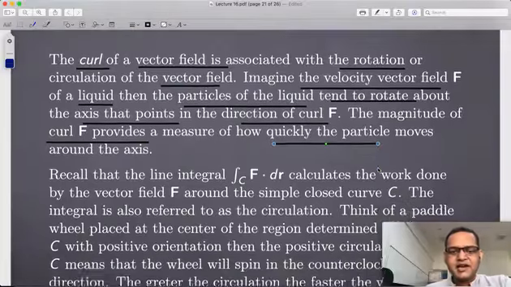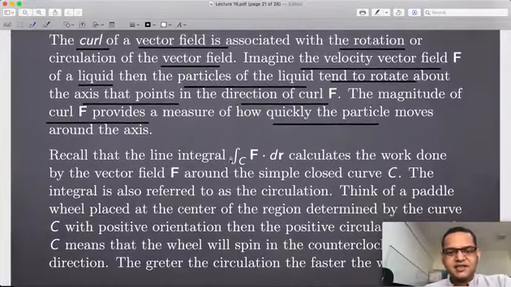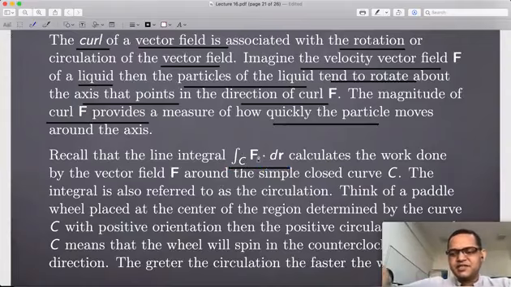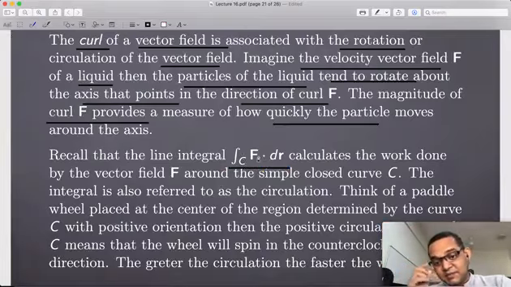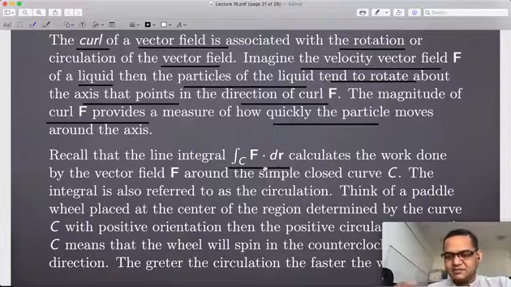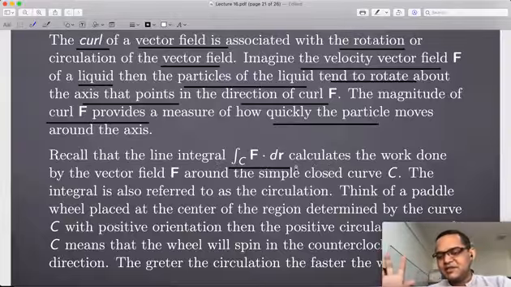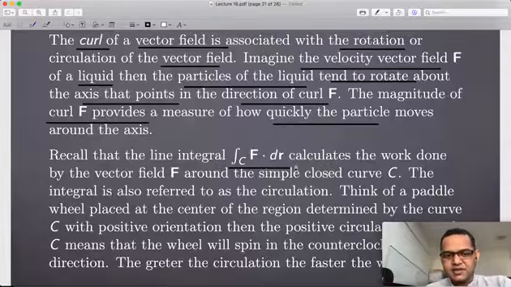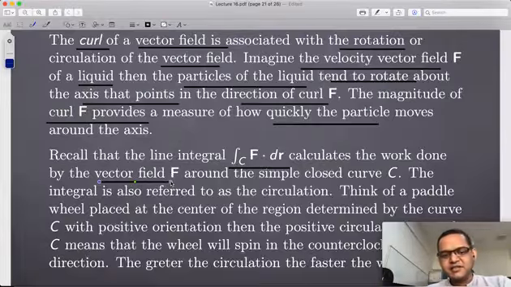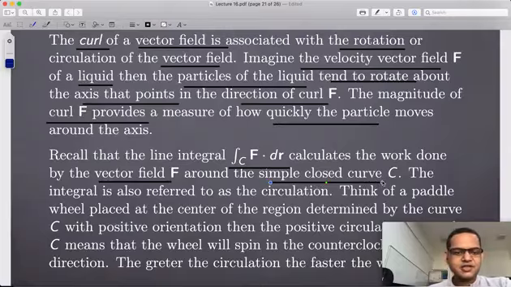So this is the importance of curl, and once we have this understanding, these integrals also have some meaning. So the line integral: if the curl is a measure of how quickly the particle moves around the axis, then when you are integrating along the tangential line, this integral is also going to tell me the total circulation. We had said that this also gives you the work done. But here the work done by the vector field is going to be the total circulation, and of course you always consider a simple closed curve and so on.